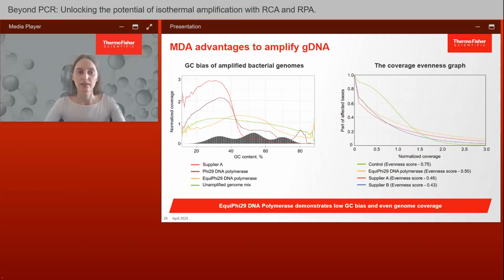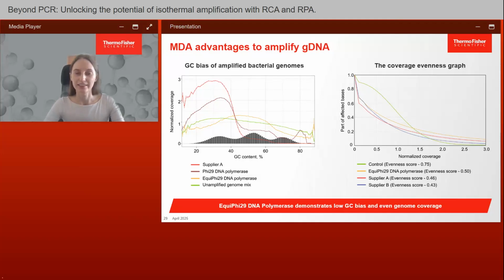So firstly, take a look at the graph on the left. It shows a GC bias from DNA pre-amplification of mixed bacterial genomes with low, medium, and high GC content. And these pre-amplified samples were sequenced on the Illumina platform, and the coverage was normalized to reveal GC bias. Ideally, a bias-free reaction would result in a flat line at 1 across all GC percentages.